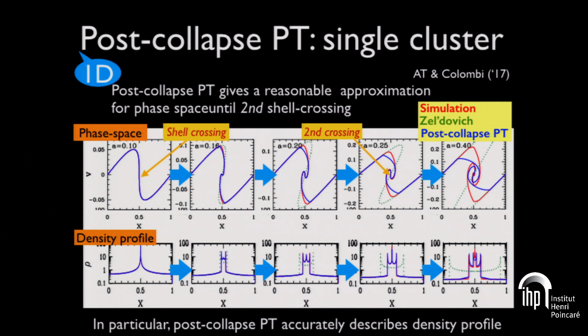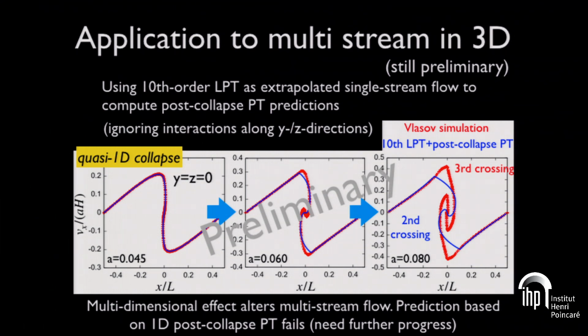So this is a demonstration of how our post-collapse treatment can describe the motion of a mass element after shell crossing. The red one is a simulation, and the blue one is an approximation based on post-collapse perturbation theory. Of course, this is just an approximation, and it soon might be violated, but it still can capture the structure of shell crossing or post-collapse phase space. And especially the density profile is very nice. You can see quite nice agreement.